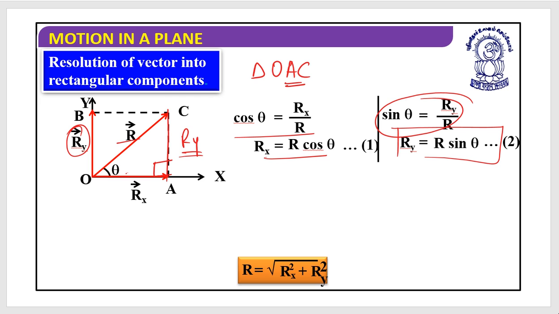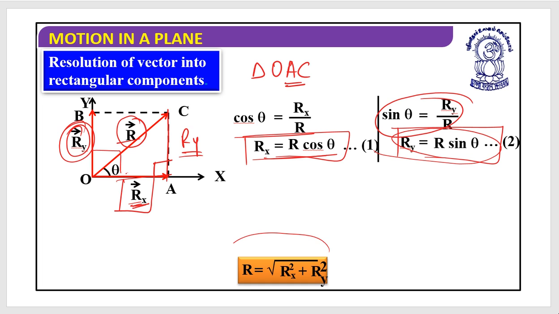So look at this very carefully. I have split up this vector R into two rectangular components, Rx and Ry. The value of Rx is equal to R cos theta, and the value of Ry is equal to R sin theta. And as Rx and Ry are perpendicular to each other, look at this.